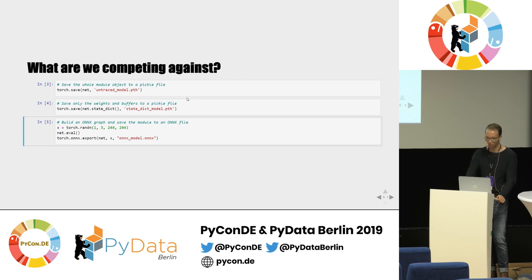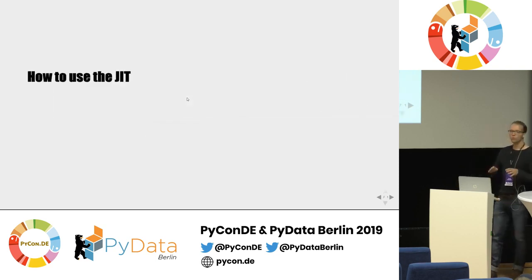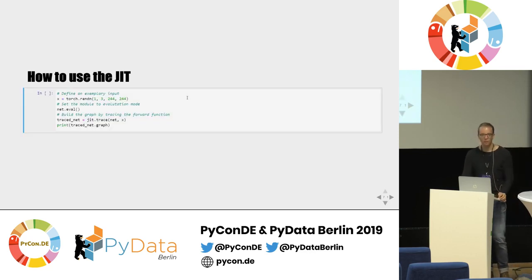Okay, this is our control group. Now we're going to move on to how to use the JIT itself. It's pretty simple and looks a little bit like the ONNX stuff. First we define an exemplary input for our network, which would be this random noise image there. We set our network to eval again, and then we're going to trace the model.